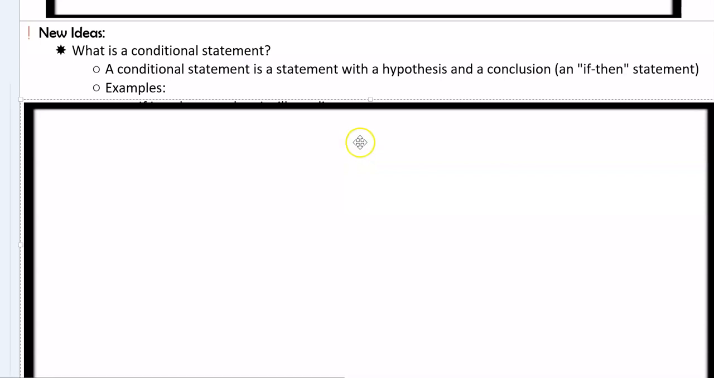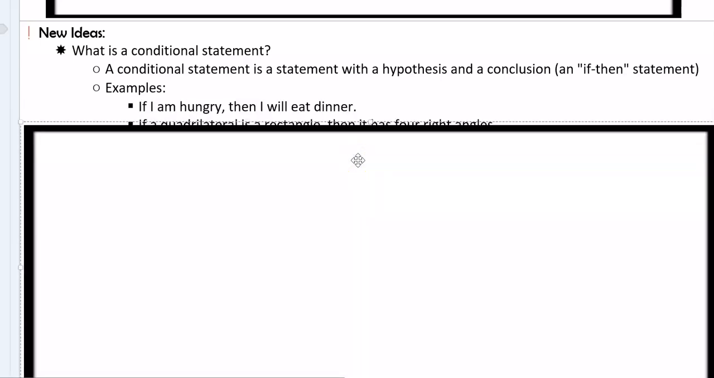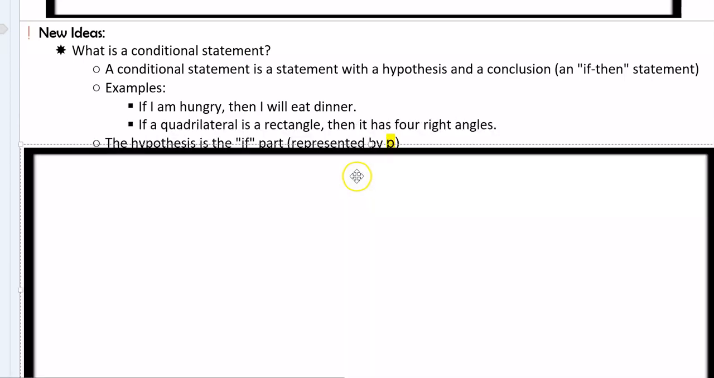So some examples of a conditional statement might be, if I am hungry, then I will eat dinner. And if a quadrilateral is a rectangle, then it has 4 right angles. You notice in both of these examples we have the word if, we have a comma, and then we have the word then. So a conditional statement is just a statement that has a condition, and if that condition's met, then something else will happen. You notice that we can use conditional statements in mathematical concepts or for non-mathematical concepts as a logical structure.